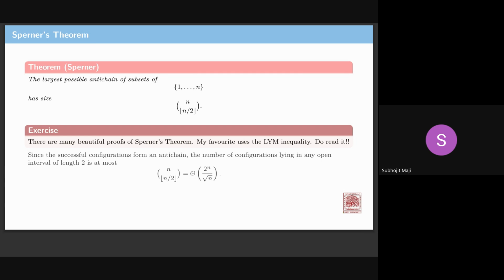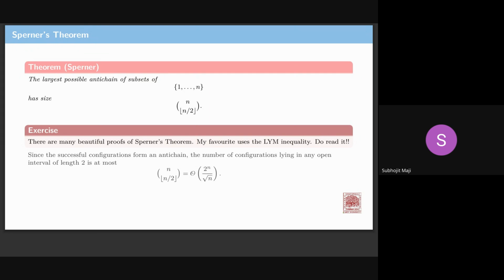Okay. So Sperner's theorem is done now. Since the successful configurations form an anti-chain within the interval of length 2, the index sets form an anti-chain. The number of configurations lying in an interval of length 2 is at most n choose n over 2. And now again, by Stirling's approximation, this was given to be big O of 2 to the power n by root n. So big O is something I think everyone should know. Is there someone who doesn't know big O of n? Awesome. The big O notation and the small O notation?